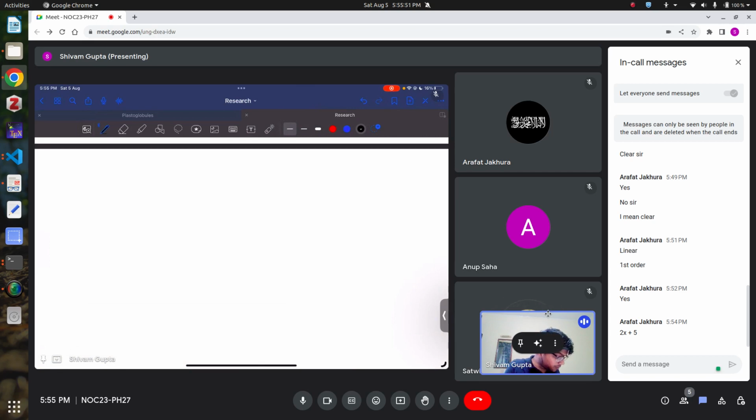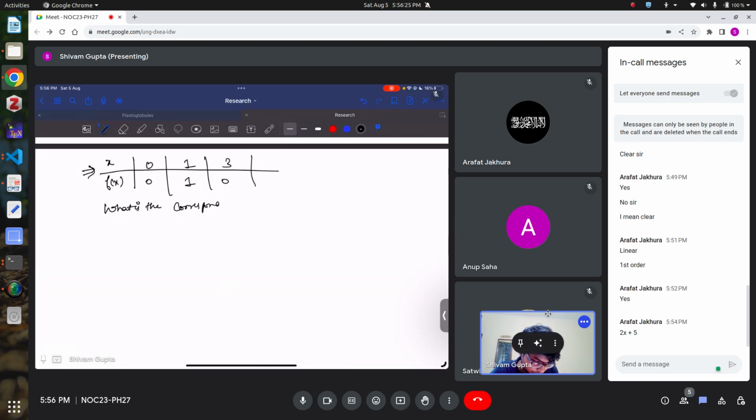Now we should do one more example here. We have a function f of x such that this is a relatively easier example, so I want you to guide me throughout it. So what is the corresponding second order polynomial?